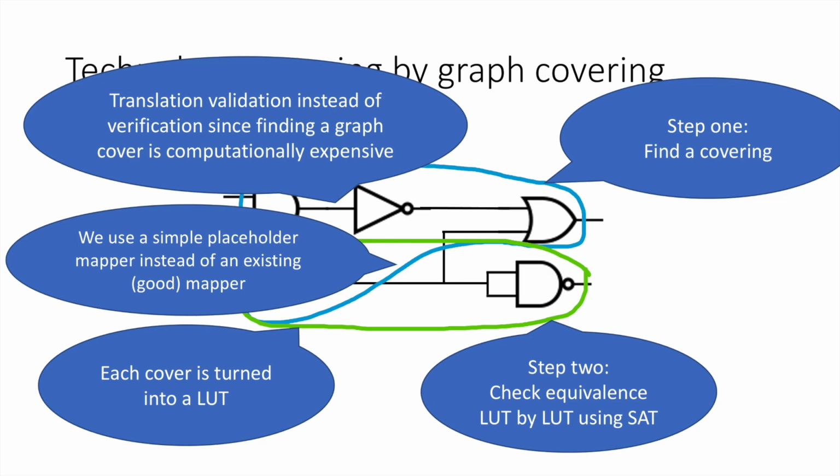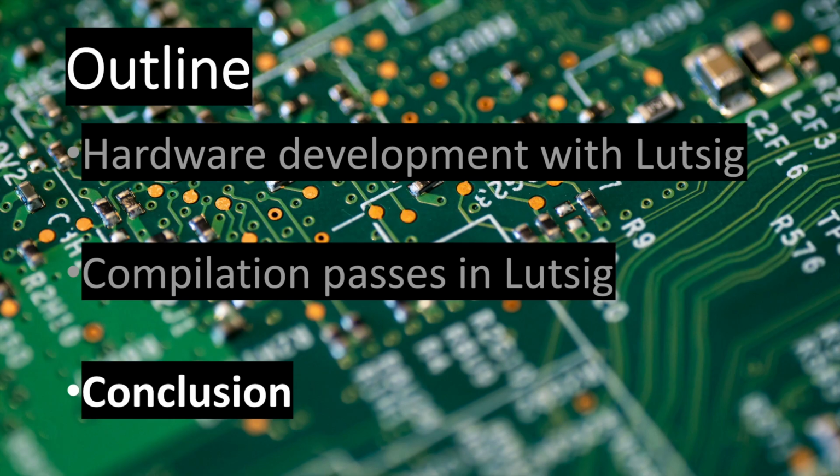And for this first version of Lutsig, we use a simple placeholder mapper instead of utilizing an existing good mapper, because it was simpler to write our own mapper than integrating an existing one. We have now reached the end of this talk, so let's conclude.